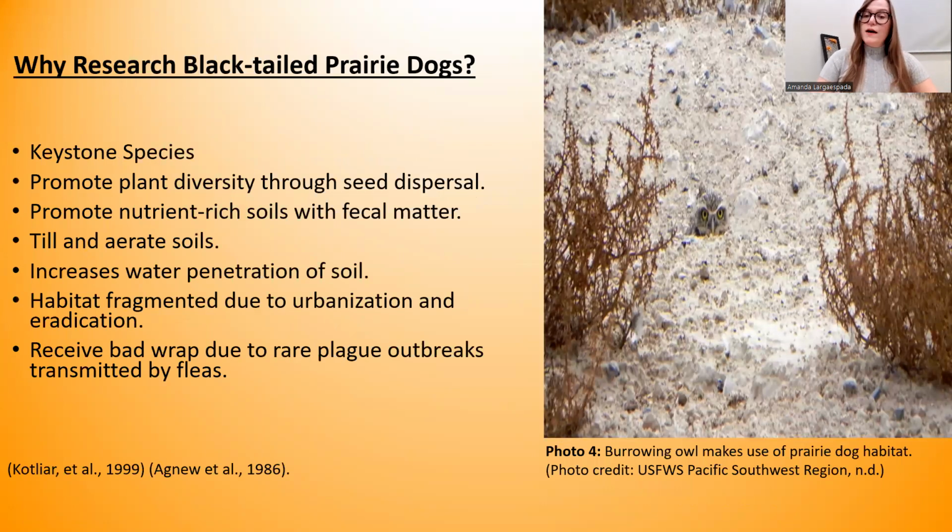And so this gets to my point of why I decided to research black-tailed prairie dogs. The first important thing to note is that they are a keystone species, so a lot of other animals depend on them, as we can see in this photo here of a burrowing owl, which is making use of a prairie dog mound, using it as its own habitat. So other animals depend on them. They're also a prey species as well. So coyotes, for example, will eat prairie dogs, also hawks and eagles. So they're very important to the ecosystem and to keep the food source cycling there.